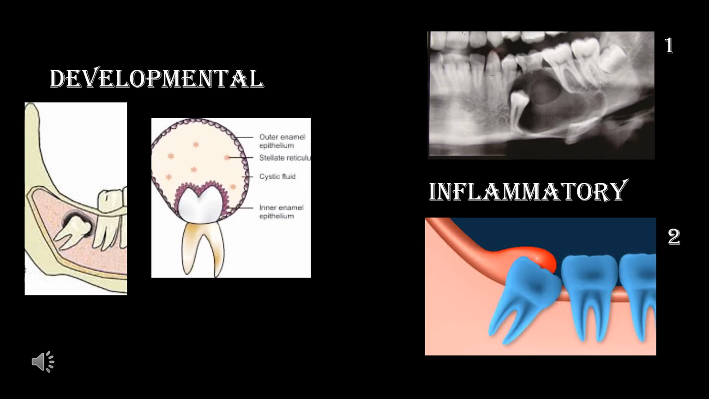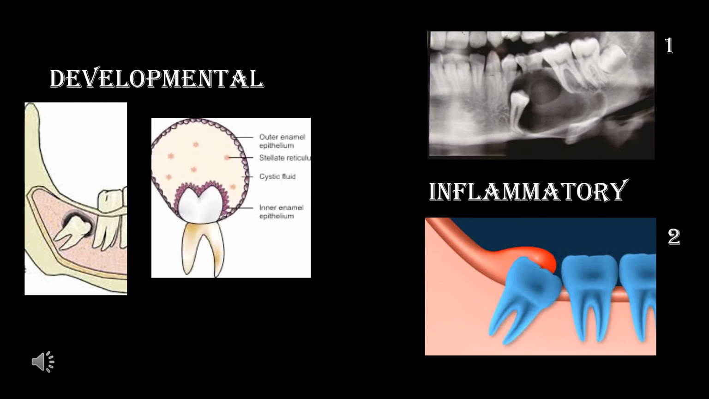Now we'll see the inflammatory type of dentigerous cyst. On the right side you can see in the radiograph there is a primary molar with dental caries and then periapical infection is there. Underneath that you can see an impacted mandibular second premolar. What happened in this situation is there is dental caries that involves the pulp. So that infection has spread to the periapical area.